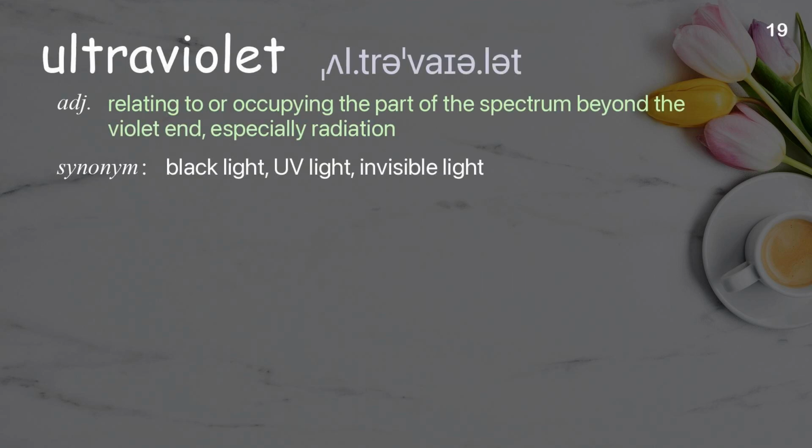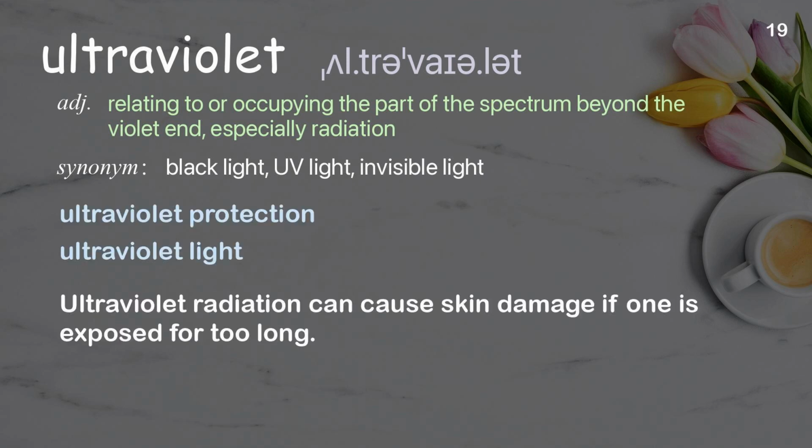Ultraviolet. Relating to or occupying the part of the spectrum beyond the violet end, especially radiation. Examples. Ultraviolet protection. Ultraviolet light. Ultraviolet radiation can cause skin damage if one is exposed for too long.